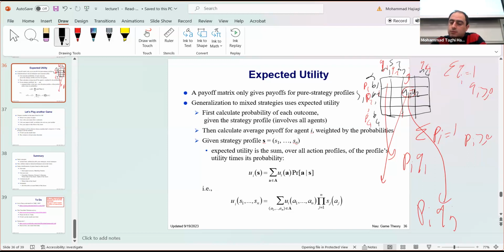So you need to compute, for example, for the first player, Pi, Qj, and in this case, you should consider Uij of 1. And then you will sum it up over all j's. I will say it better here: Pi, Qj, Uij, and you need to sum over all i's and j's. That would be the expected utility for player one.